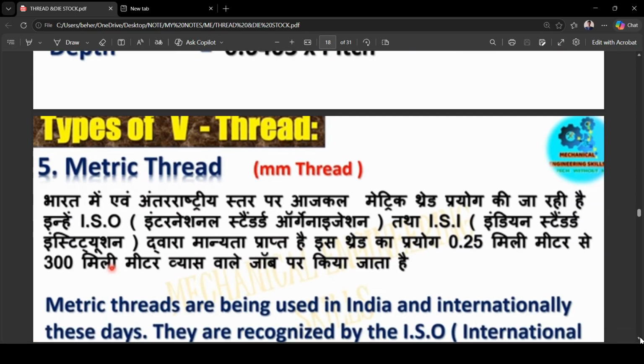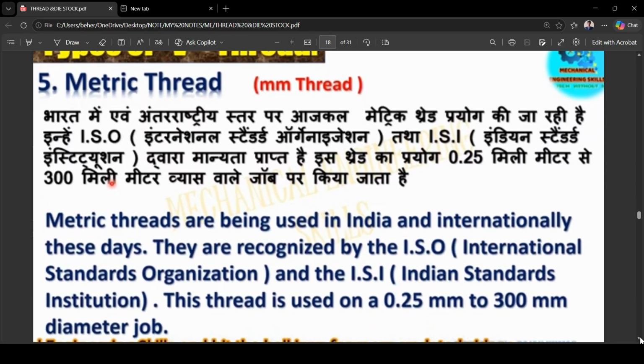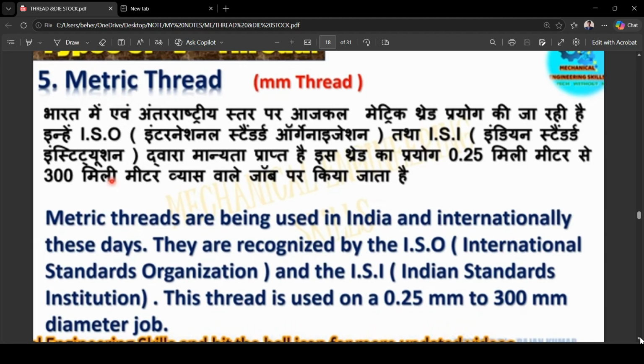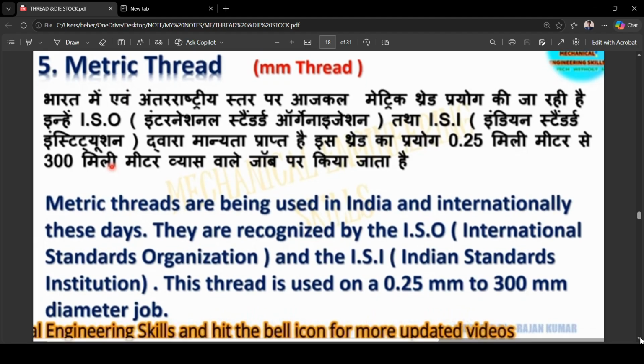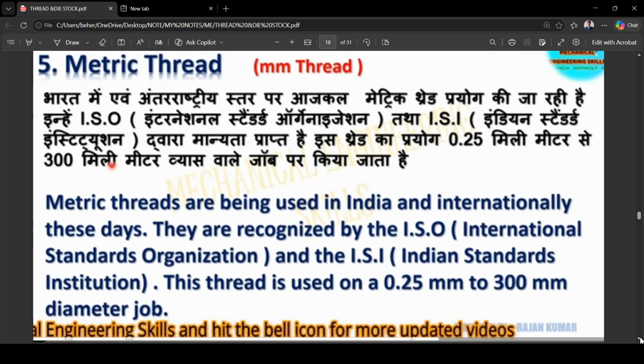The types of V thread: metric thread. What is metric thread? Metric threads are being used in India and internationally these days. They are recognized by ISO, the International Standard Organization, and the ISI, the Indian Standard Institution. This thread is used on a diameter of 0.25 mm to 300 mm.